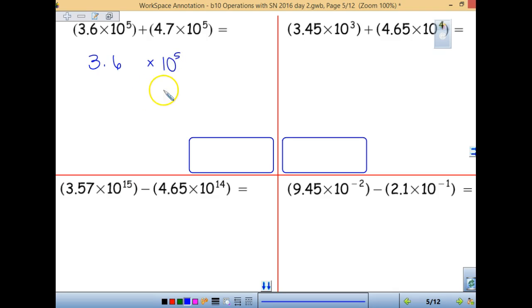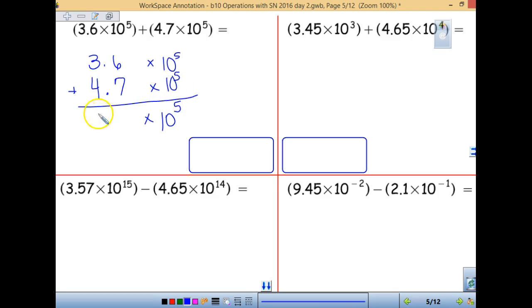So this is right in that page of your notes, 10. Go back to 10. We're not in 11. We didn't do the first part of 10. Then you're going to have 4.7. And since these are the same power, this is kind of nice, times 10 to the 5th. And you are simply adding 3.6 plus 4.7. This is going to stay as 10 to the 5th. You are not doing anything with those exponents.